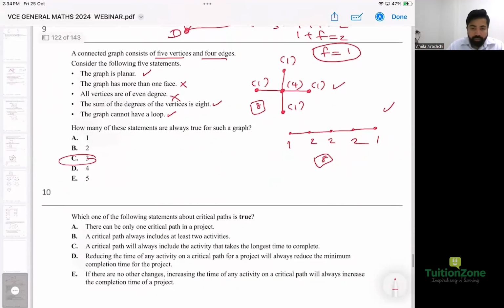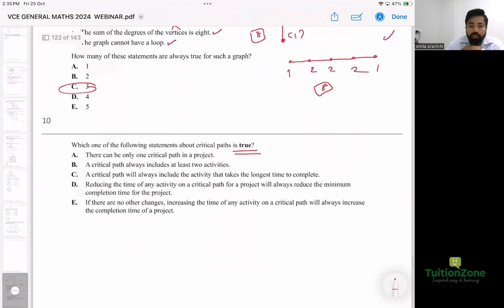And also try number 10. Okay, these questions sometimes get confusing. So number 10 is asking, which one of the following statements about critical path is true? Okay, so which one is true?